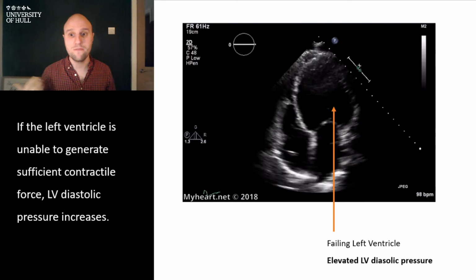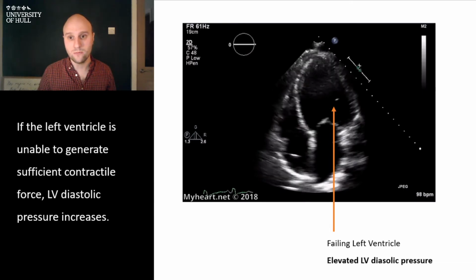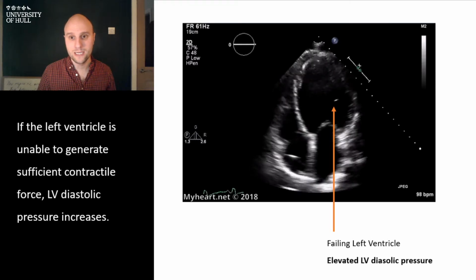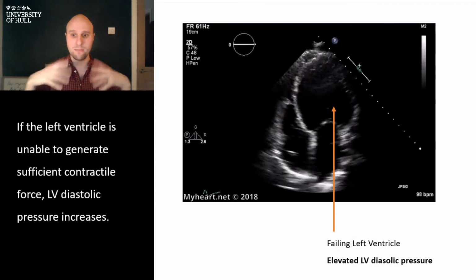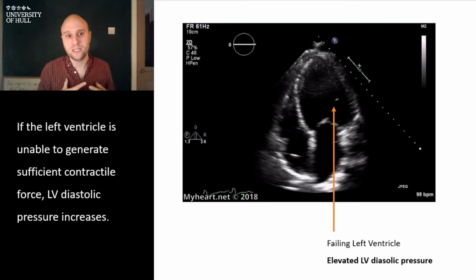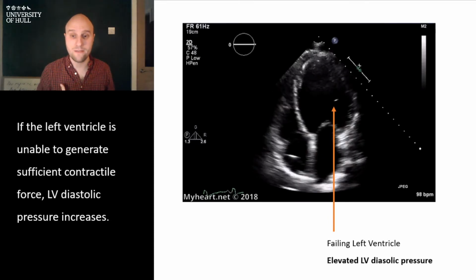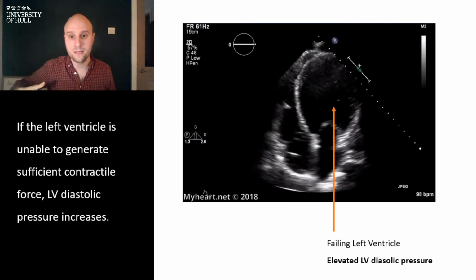Now, if we consider a failing heart where the left ventricle isn't pumping as well, you can see it's all dilated, it's big, it's round, and you're barely squeezing any blood out at all. Because that blood isn't being ejected, the blood is pooling within the left ventricle, and this will have a knock-on effect further back.